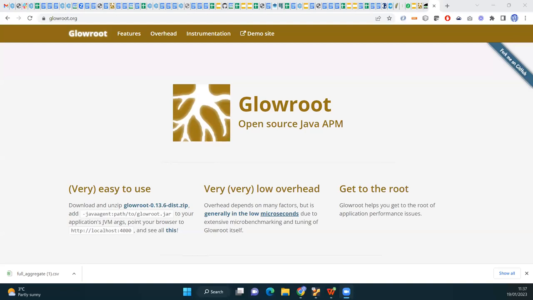Thanks, Tito. Morning, everybody. Let me see if I can share my screen. This one. Okay, good morning. Everybody see the screen all right? You should be seeing a browser window with glowroot.org. Yes, we can. You can see it.